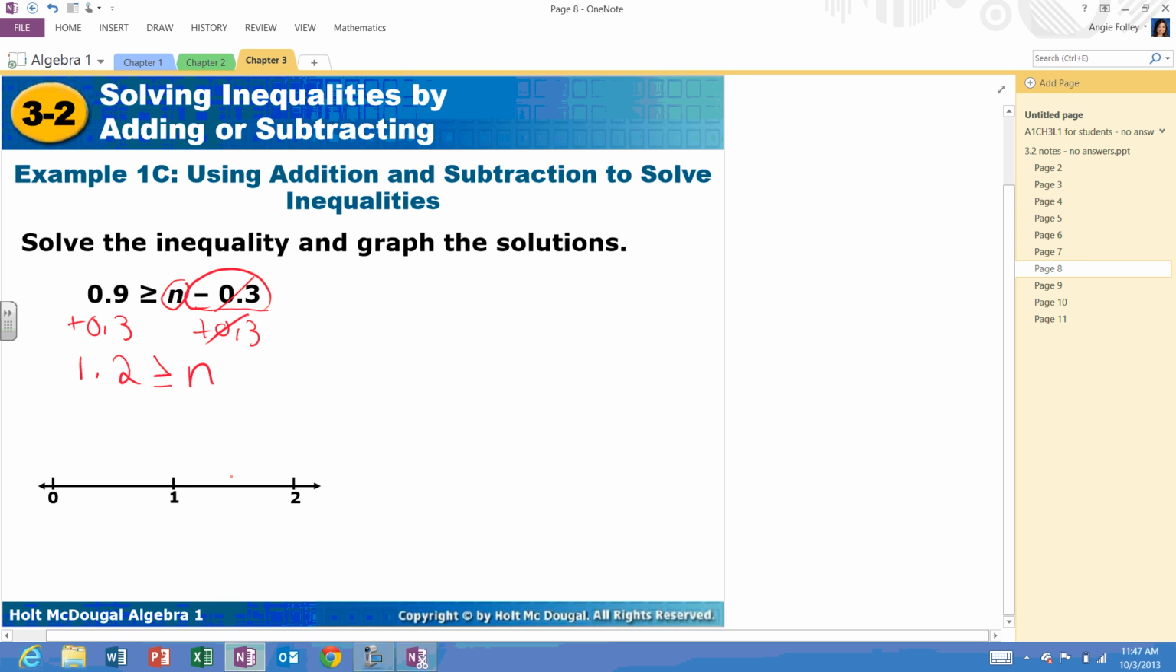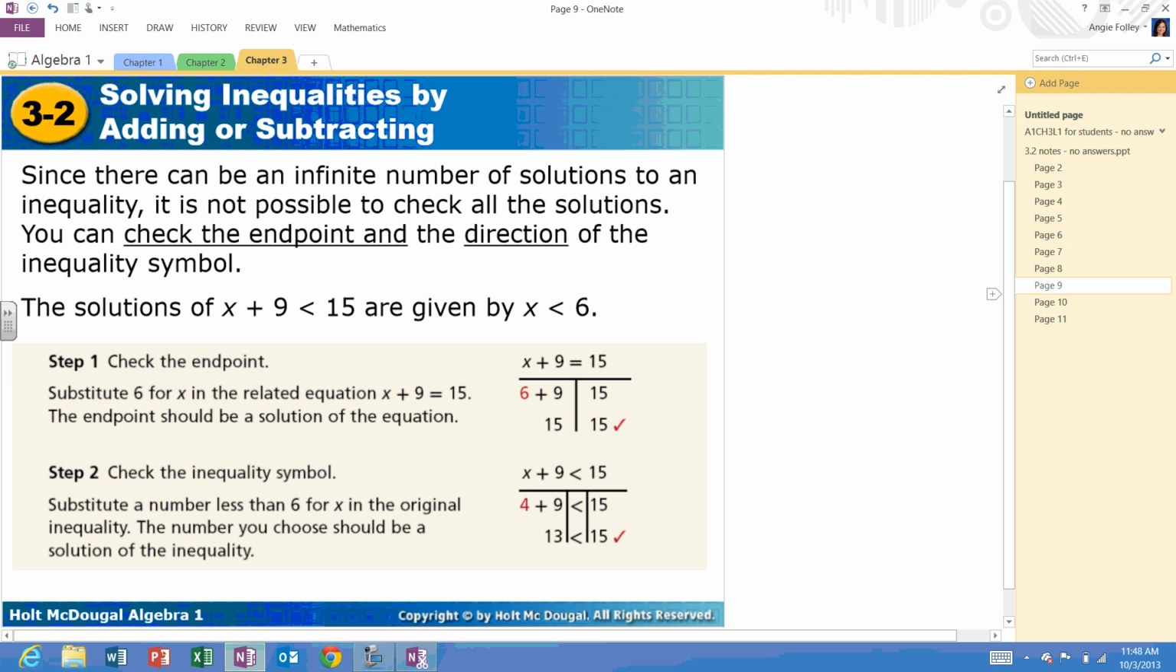So we're going to estimate on the number line where 1.2 is. It's going to be somewhere less than halfway between 1 and 2. And we are going to use a closed circle because it's got the greater than or equal to sign. And now looking over here, it's telling us that n are all the numbers below 1.2, okay? Because if we read it from left to right, it says 1.2 is greater than or equal to n. So that means 1.2 is the maximum number we can have. So we're going to have all the values to the left.